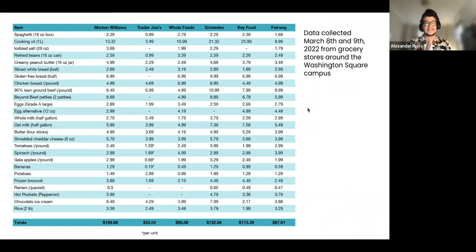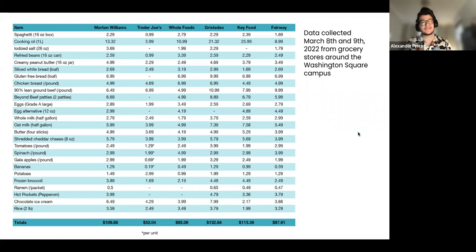A couple of disclaimers. NYU obviously doesn't endorse any individual grocery store, that sort of thing. These are all grocery stores that are within a short walk from the Washington Square campus. So if you live in Brooklyn, for example, even if there is a Gristedes or a Key Food near you, those prices may be different at your local grocery store. So keep that in mind.